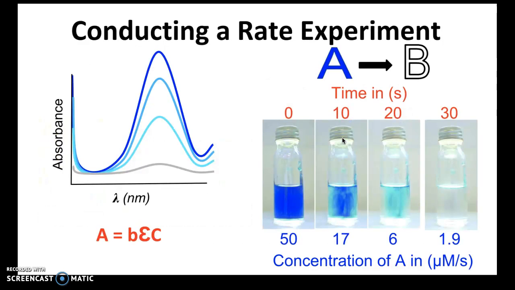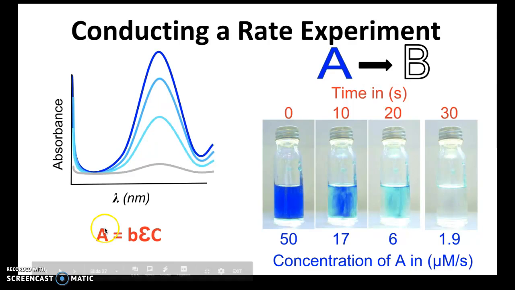So this is useful in conducting a rate experiment where you want to measure the concentration of either the reactant or product. In this case, it's the reactant over time. And we have a blue reactant A, and over time, as the reactant gets used up, the solution becomes less and less blue because we're using up that substance. So this would be a plot of the absorbance at the wavelength that we measured the concentration of A at, or the absorbance of A. And you will see over time it starts to decrease.